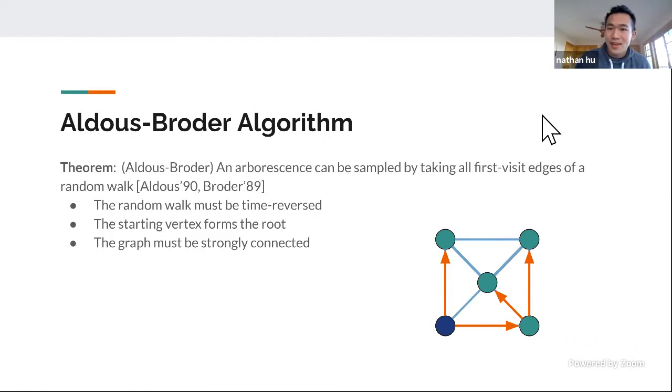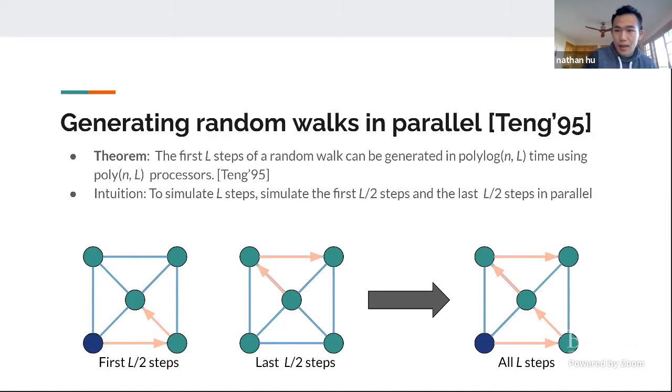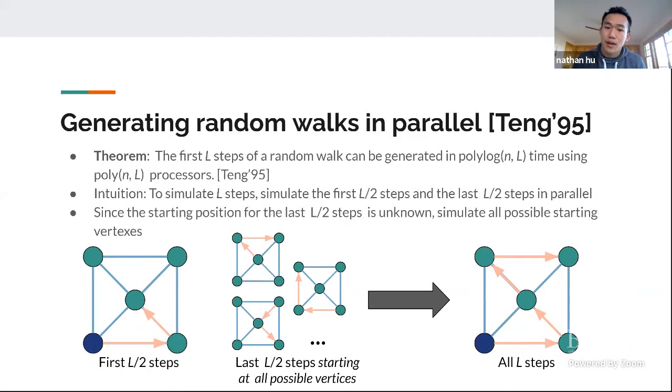Here comes our second building block, which is work by Tang. He showed that we can very efficiently simulate these random walks in parallel, generating a polynomially long transcript in NC. The key idea behind Tang's work is a classic divide and conquer strategy: simulating the first half of our random walk and the second half in parallel before aggregating everything together. While we can't simulate the second half without knowing the starting vertex, we can be brute force about this and leverage polynomially many processors to simulate every possible second half of our random walk before aggregating everything together.